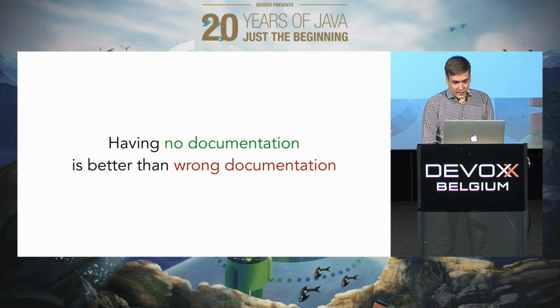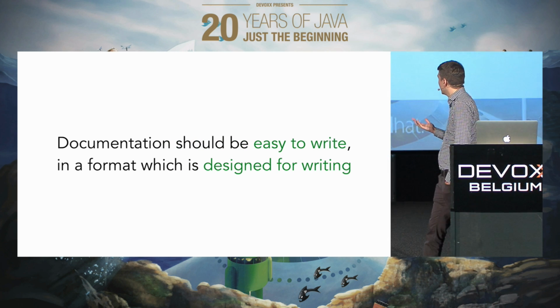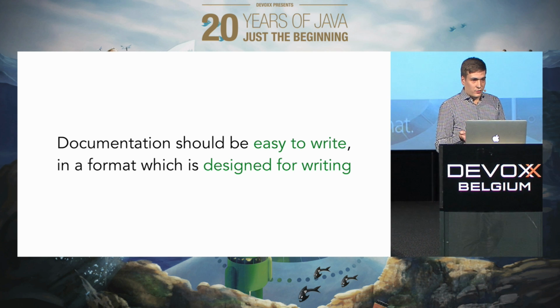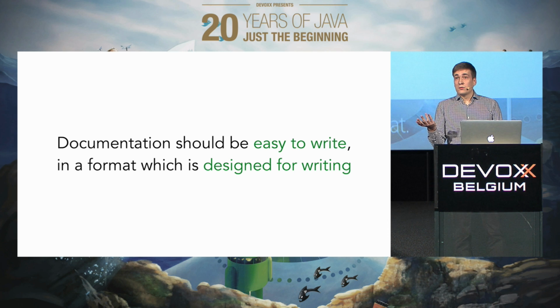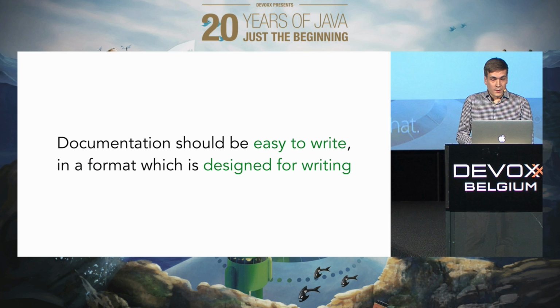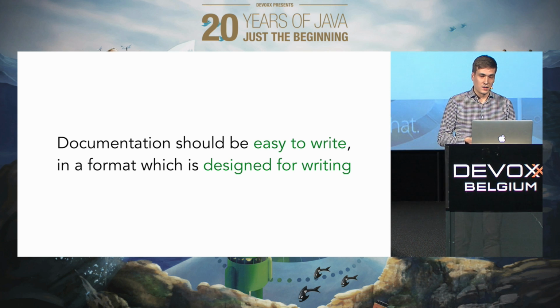Then the next thing is that documentation should be easy to write, and it should be in a format which is designed for writing. That's not that easy if you, for example, work with HTML. Then you have to work with all this verbose syntax. So using something like Markdown, which we do in our README files in GitHub, really helps you along. Spring REST docs uses Asciidoc for this, which is a nice format similar to Markdown.